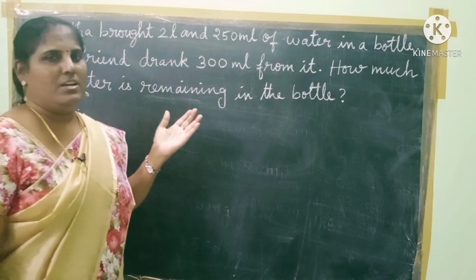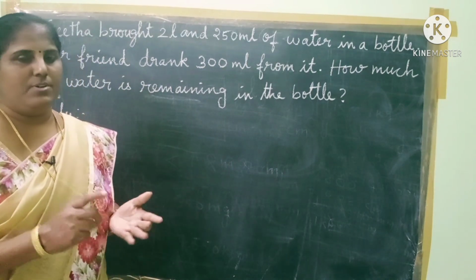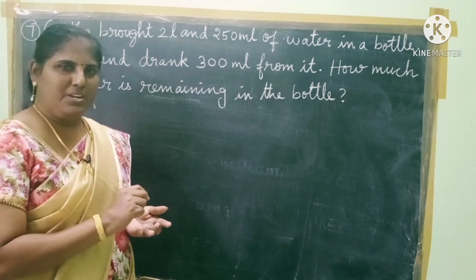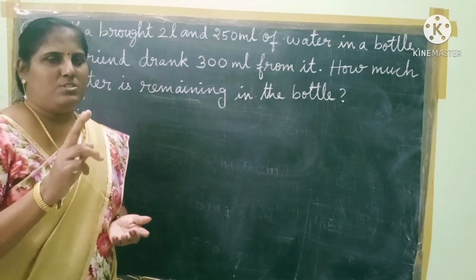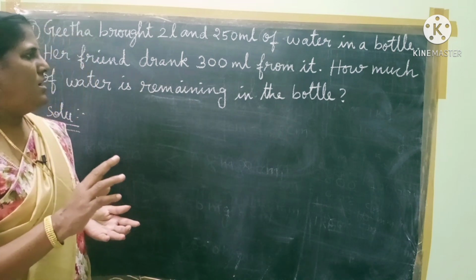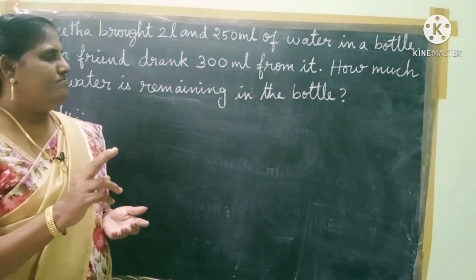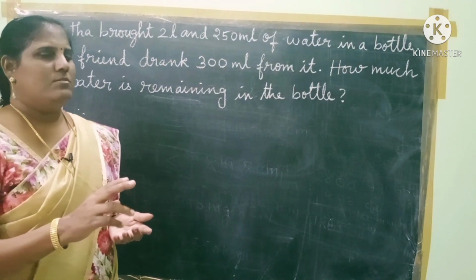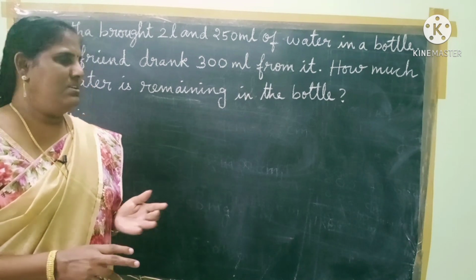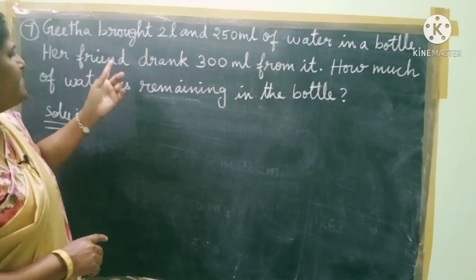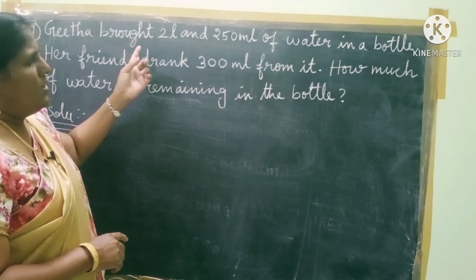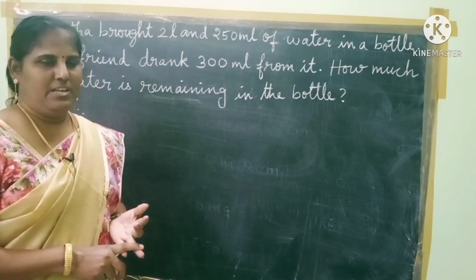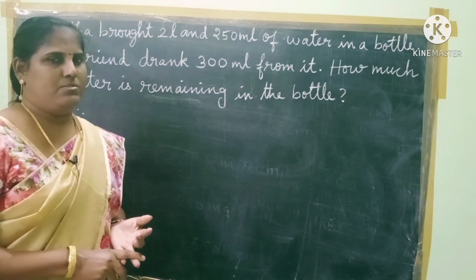In a word problem, first of all, you should read the question carefully and understand the meaning. There are only two messages in it. First one, what was given, and next one, what needs to be found as the answer.